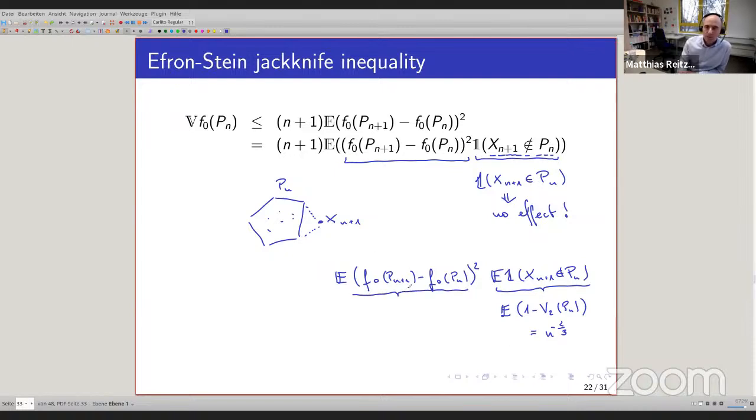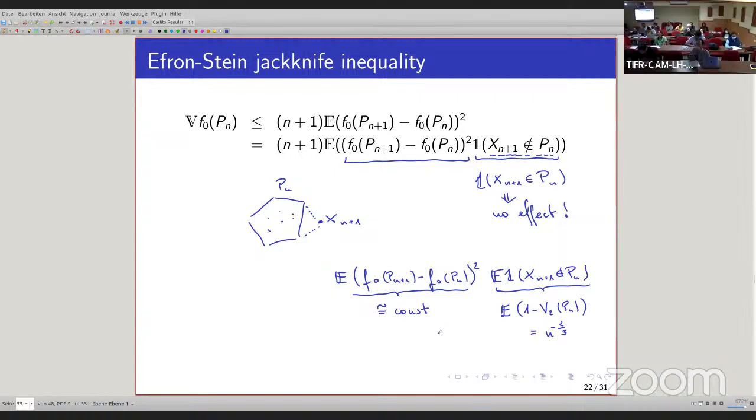And now you have to compute this. This is some kind of integral geometric evaluation, which is long, but it's not very complicated. It turns out that this is more or less a constant. That's somehow surprising. One has to really compute that to see that this is not going to infinity.